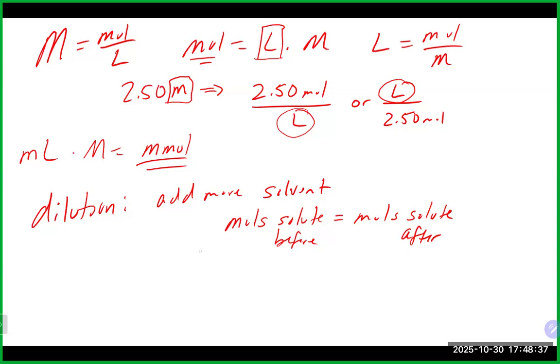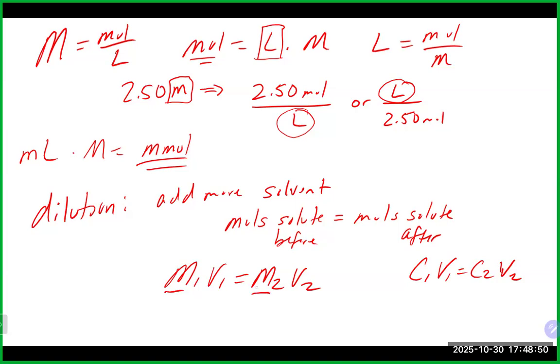There is a formula that goes with dilution, which is M1V1 equals M2V2. More generically, C1V1 equals C2V2. But since molarity is the most common unit of concentration, M1V1 equals M2V2 is the one most people use. The left side is usually before the dilution, and the right side is usually after the dilution, with the more concentrated on the left and the less concentrated, or more dilute, on the right.